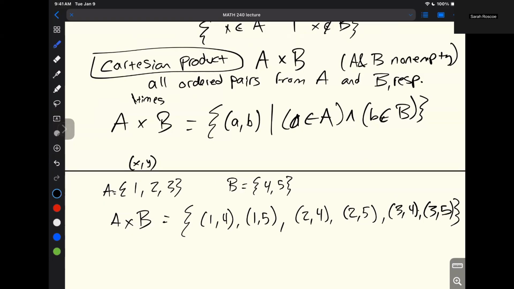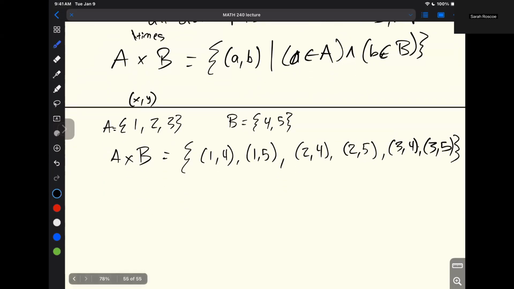Thrilling stuff, I know. But it's ordered. And so you have the thing from A first and the thing from B second. And so this is that product. You don't have the case of like 4 comma 2. That's not part of this product because we said A times B. So A comes first, so only the things in A.